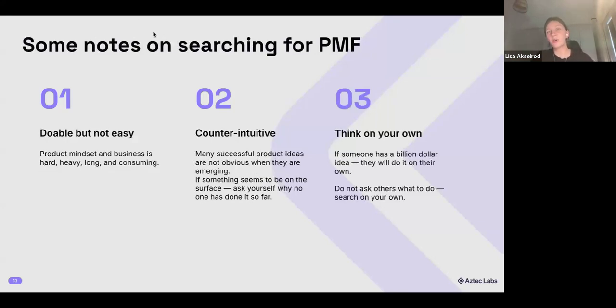Yeah, some side notes on searching for product market fit. First of all, it's not easy. It's not to say that in a week it's possible to fully do it, but it's a good opportunity to start. But if it doesn't click immediately, it's fine. It's a hard problem. Second point, sometimes in the beginning, a good product is not obvious.